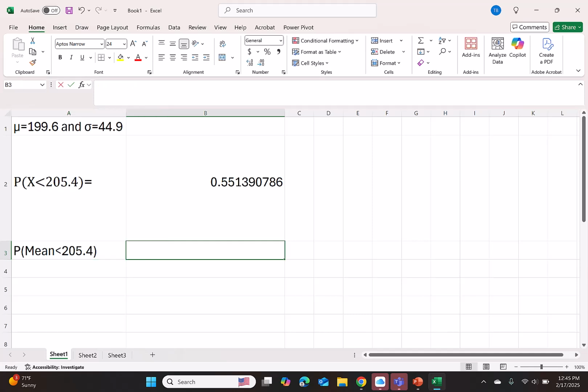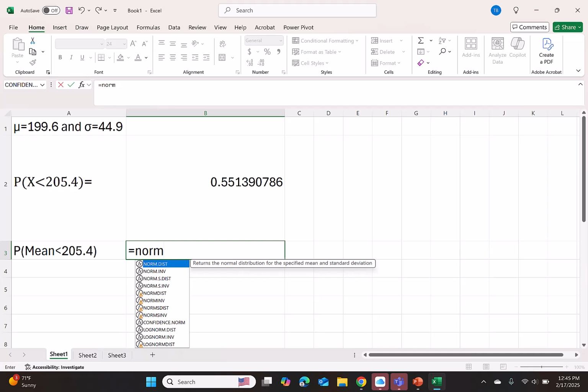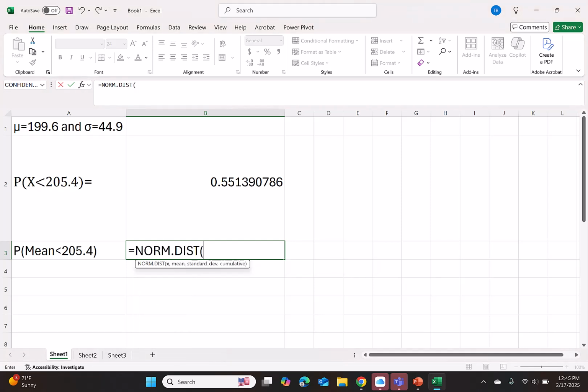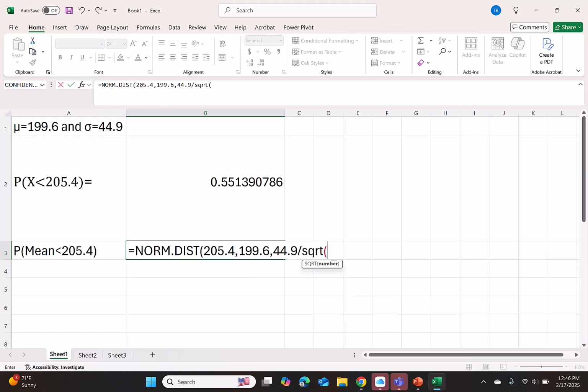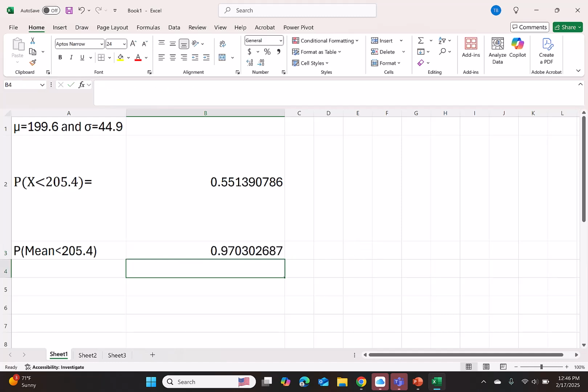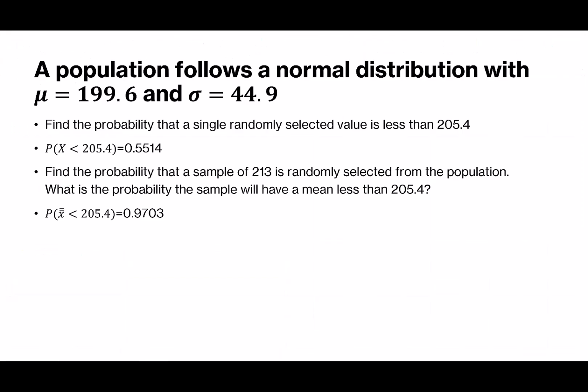In my empty cell, I type equals. I start typing norm again, I get to my norm.dist. Double click. Back to the 205.4, comma, 199.6, comma, 44.9, divide, SQRT, parentheses 213, comma, and then true to say cumulative, we get 0.9703. Again, let's write that in.